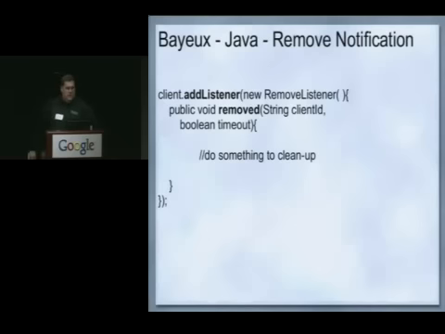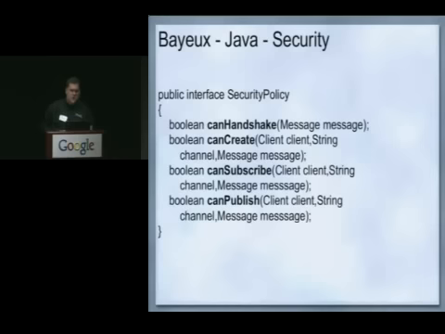Remove notification: you'd like to add a listener for when a client times out or when they're disconnected, so you know who's connected. This is a listener that can be added to get that information. It's a remove listener, and this all implements some kind of interface. There are several different types of these listeners. I can't remember what the interface is at this time. But basically that's the information about when a client's removed.